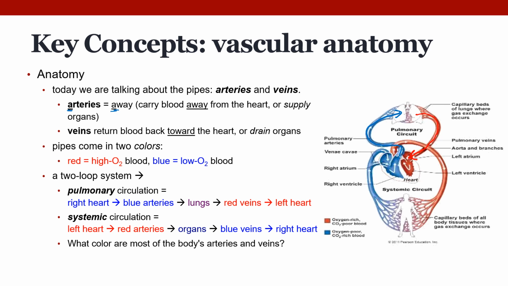Okay. The pipes come in 2 colors. Typically speaking, we talk about blood being 2 colors, red and blue. It's not exactly correct to say that blood is either red or blue, but it's a close enough approximation, and it's a good way to think about the different kinds of blood. Oxygen makes it red, and carbon dioxide makes it blue.